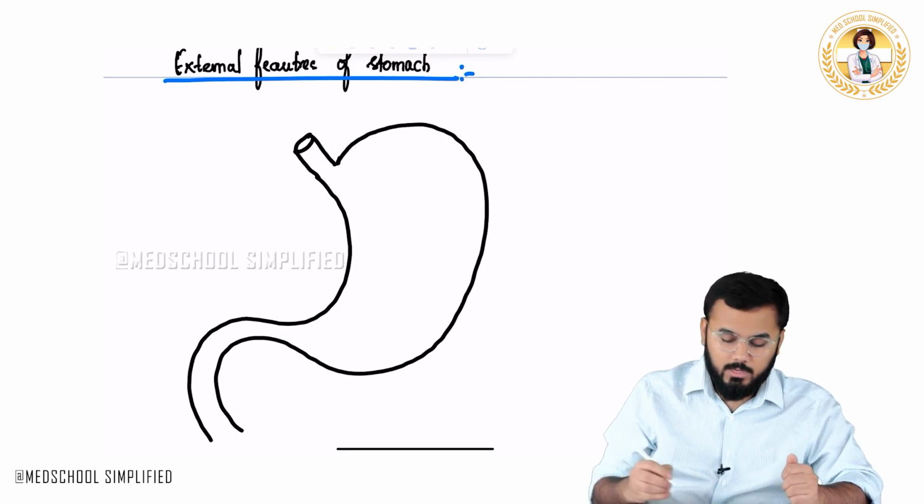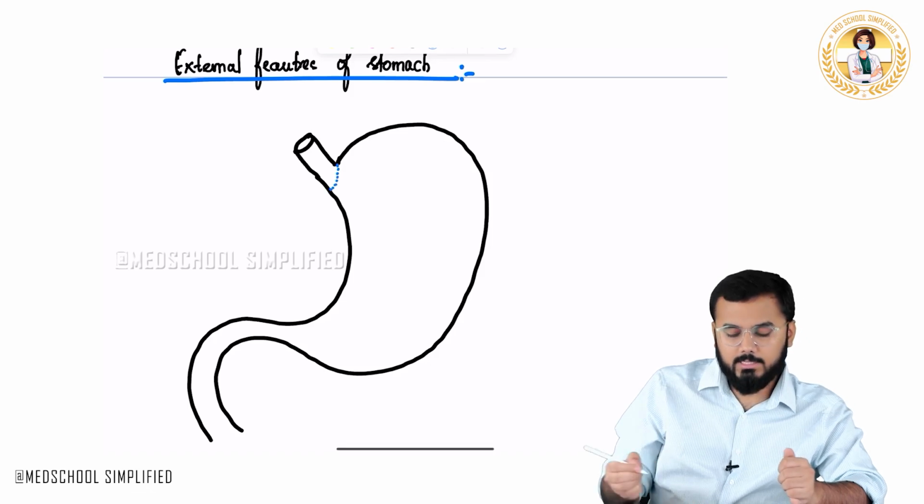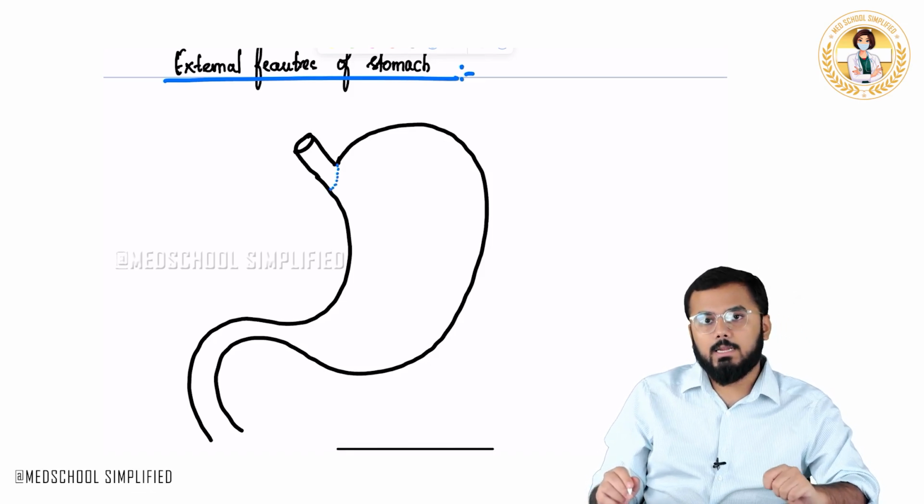This is your stomach, right. Now this part which you can see here, which I'll be drawing right now in a dotted line, see these dotted lines, this is called the cardiac notch.